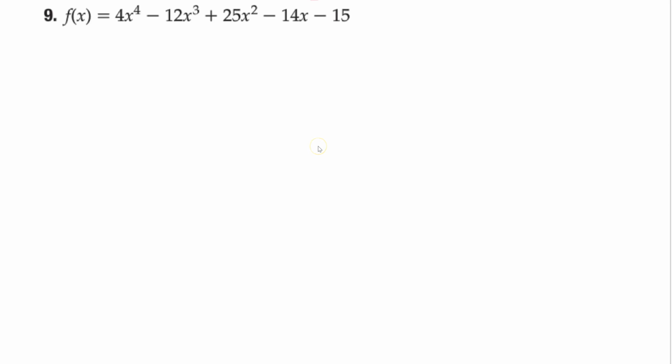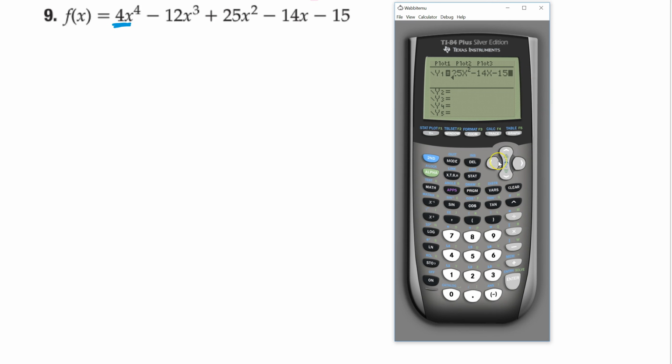This is right here. So this one's x to the 4th. So this one, I'm going to do synthetic division at least twice, right? I got to get down to x squared. So it's x to the 4th, I got to do it 2 times. So let's type this into our calculator, which I just did off camera. So it's all typed in. Hit graph.